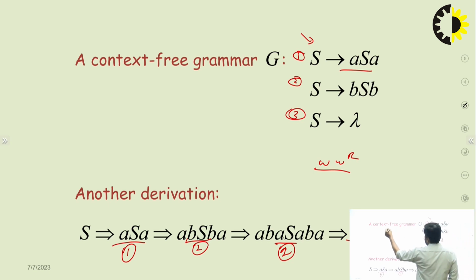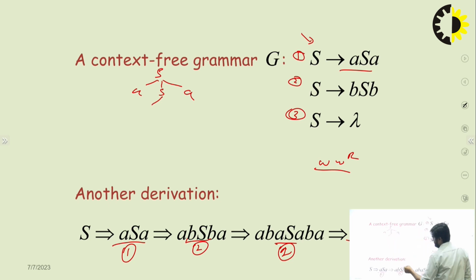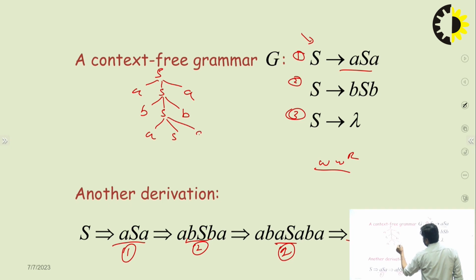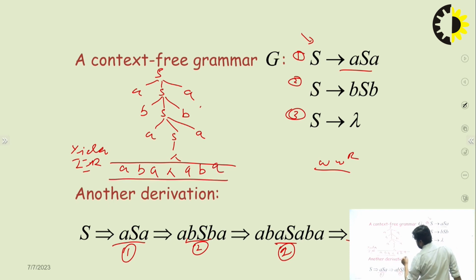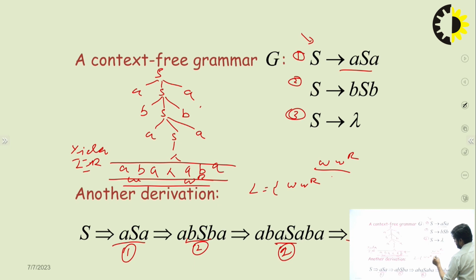Now check the derivation tree for the given grammar. S is the start symbol, then aSa. Now we put S, bSb, next you put aSa, next S is lambda. Now we read the yield, the result, from left to right: a, b, a, lambda, a, b, a. The string w followed by the reverse of the string is the type of language generated by this grammar. The language is given as w w reverse, for w belonging to a's and b's strings. This language is generated by the grammar.